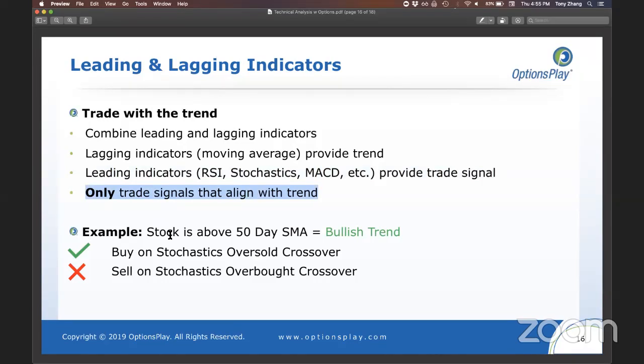So for example here, if the stock is trading above its 50-day moving average, that means the trend is bullish. In that particular case, you only want to buy on a bullish stochastic crossover. You don't want to sell that stock on a stochastic overbought crossover. So that's just a quick tidbit on how you can utilize leading and lagging indicators to find higher probability setups.